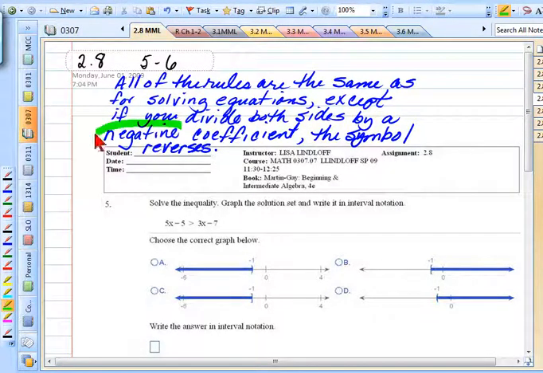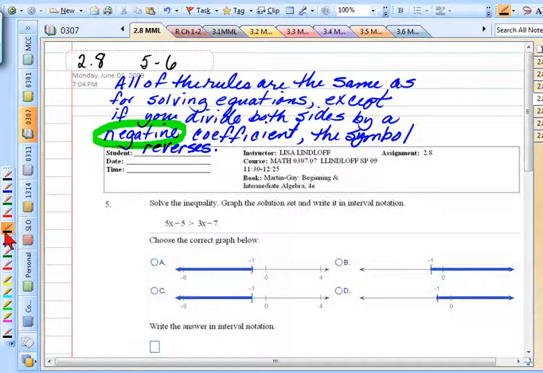When we need that one little exception, I will call it to your attention. The rules for solving inequalities are the same as the rules for solving equations, except if you divide both sides by a negative coefficient, then the inequality symbol reverses. And I'll go over that more in a minute. I just wanted it written in your notes somewhere.